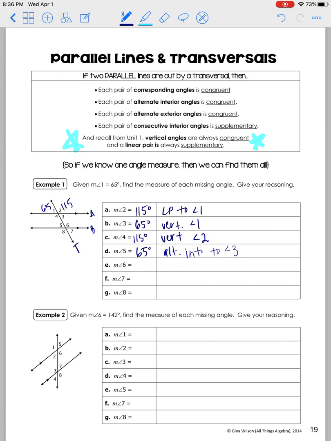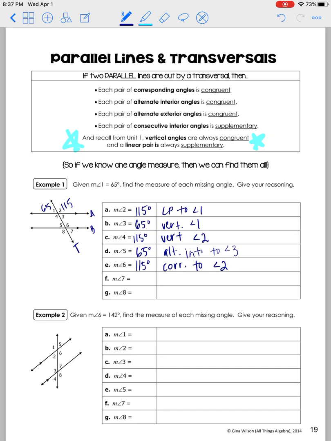From there, you can use vertical or linear pair within this little area, within the same train station. You don't have to. You can go back to your transversals, but you can. For 6, I'm going to say that it's congruent to angle 2, 115 degrees, because they are corresponding. But again, you could have said that it was congruent to 4 because they're vertical, or it's a linear pair with 5. All the same. To angle 2.